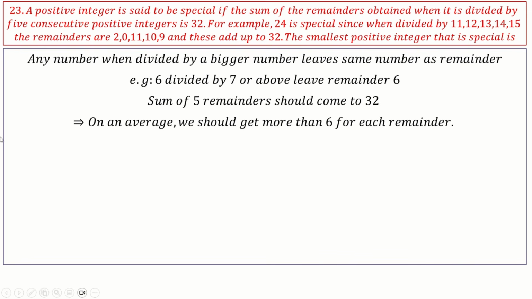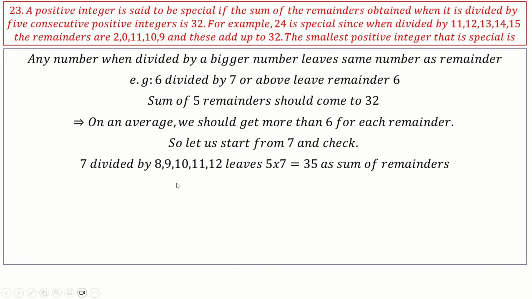Okay, correct? Because if we take 5 and it leaves complete remainder, all 5 is remainder. So 5 into 5, also 25 only you'll get. 6 is also not possible, because 6 into 6 is 36 and you'd need 32. If one of them is leaving only 2 remainder, then you will get your answer, correct? So you start checking from 6. Okay, or 7. I am checking from 7, but you can start checking from 6. So let us check from 7 here. 7 divided by 8, 9, 10, 11, 12.